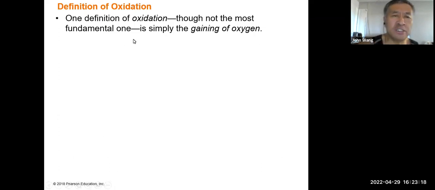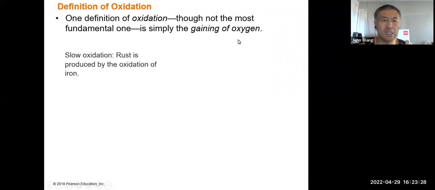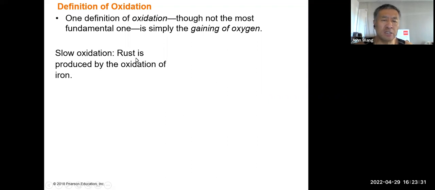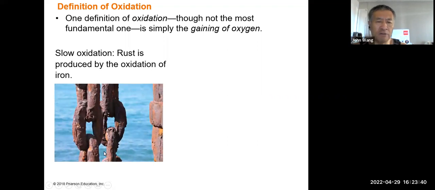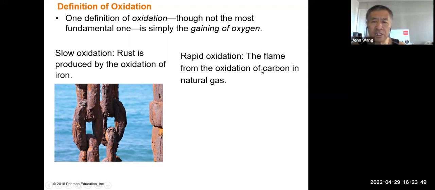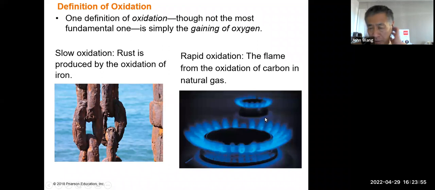The definition of oxidation. One definition of oxidation, though not the most fundamental one, is simply the gaining of oxygen. One example of oxidation is the rusting process of some metals. Rust is produced by the oxidation of iron, Fe. Here the picture shows the rusting of some of those metals. Rapid oxidation is the flame from the oxidation of carbon in natural gas. When you light up and burn natural gas, that is very rapid oxidation.